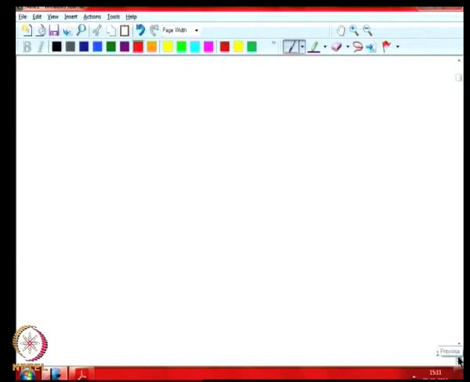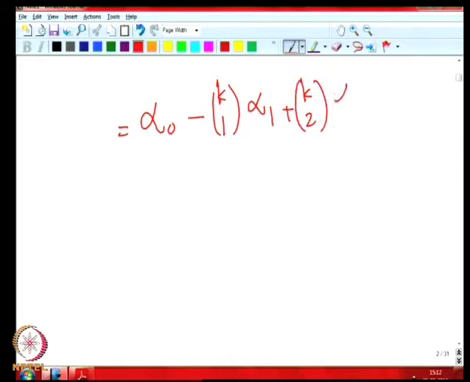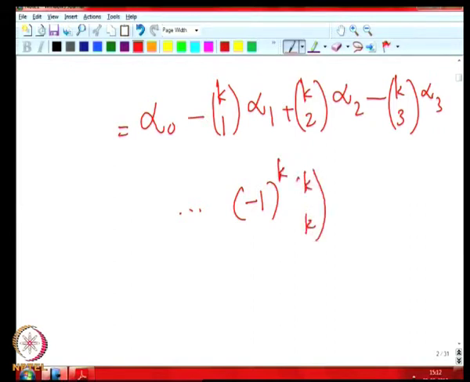So we can rewrite this as alpha 0 minus K choose 1 into alpha 1 plus K choose 2 into alpha 2 minus K choose 3 into alpha 3 and so on until minus 1 raised to K times K choose K into alpha K. This K choose K is not required now because we know this is just 1, so we can remove it and just say into alpha K. This is the formula.